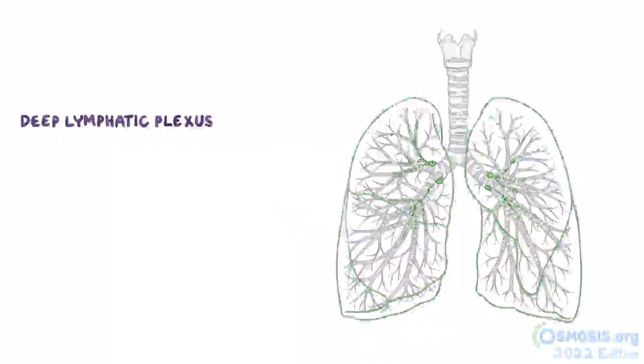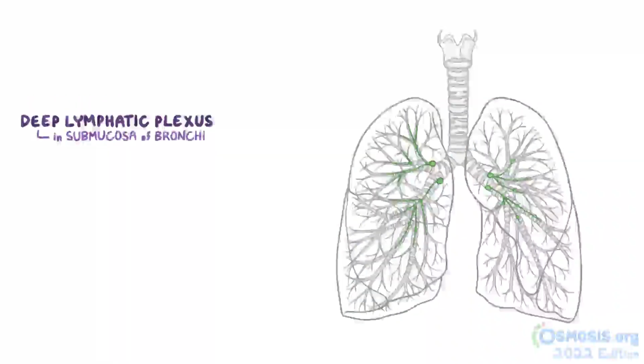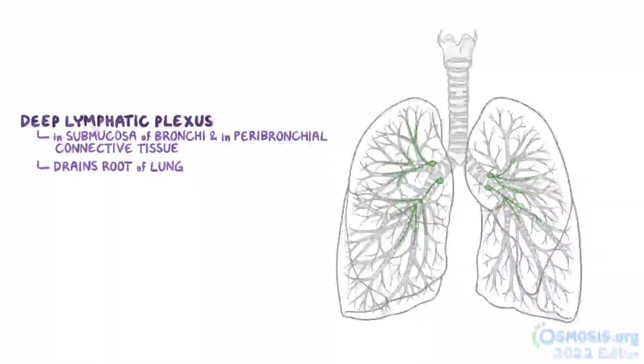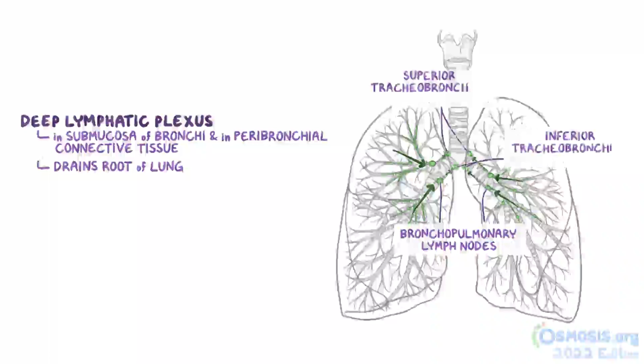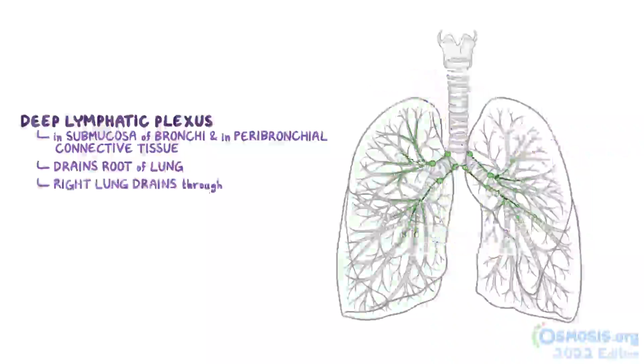The deep lymphatic plexus is located in the submucosa of the bronchi and in the peribronchial connective tissue, and it drains the structures that make up the root of the lung. Lymphatic vessels here continue to follow the bronchi and pulmonary vessels in the hilum, where they also drain into the bronchopulmonary lymph nodes. At this point, lymph from both the superficial and deep plexi drain to the superior and inferior tracheobronchial lymph nodes, which are located superior and inferior to the bifurcation of the trachea. The right lung drains primarily through the consecutive nodes on the right side, and the superior left lobe drains primarily through the corresponding nodes on the left.